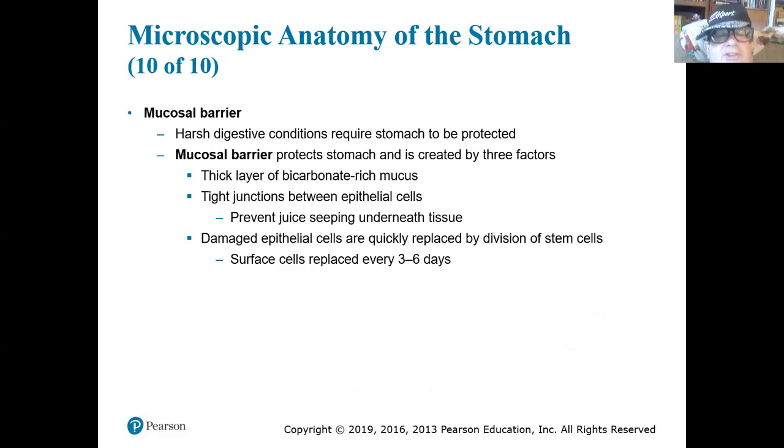Okay, so the mucosal barrier. The stomach conditions are harsh, and we need to protect the stomach. So the mucosal barrier protects the stomach, created by three factors. You've got a thick layer of mucus full of bicarbonate. You've got tight junctions between the epithelial cells, and you have rapid cell division to replace the damaged cells. I said replace once a week, every 7 days. It's every 3 to 6 days. Oh my God, that stomach acid is powerful.